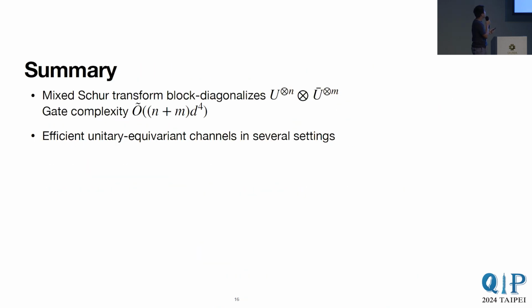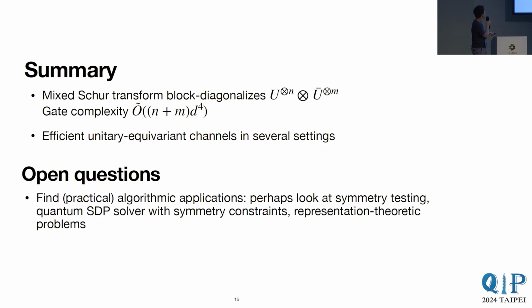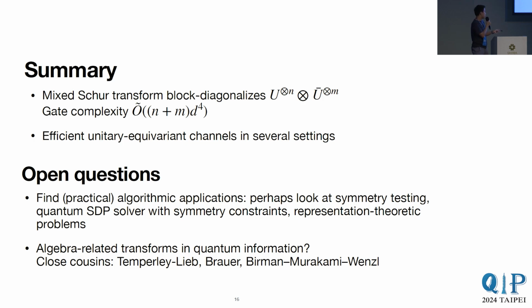Yeah. So for open questions, I think it would be interesting to find applications of this transform outside of unitary equivariant channels, and I list here some potential places that we might look at. Because of the mixed Schur-Weyl duality, this transform is actually also block diagonalizing the Walled Brauer algebra representation. To my knowledge, this is the first transform that block diagonalizes an algebra representation in quantum. So I think it would be interesting to see what algebra-related transforms can do in quantum information. And I listed here some relevant algebras.